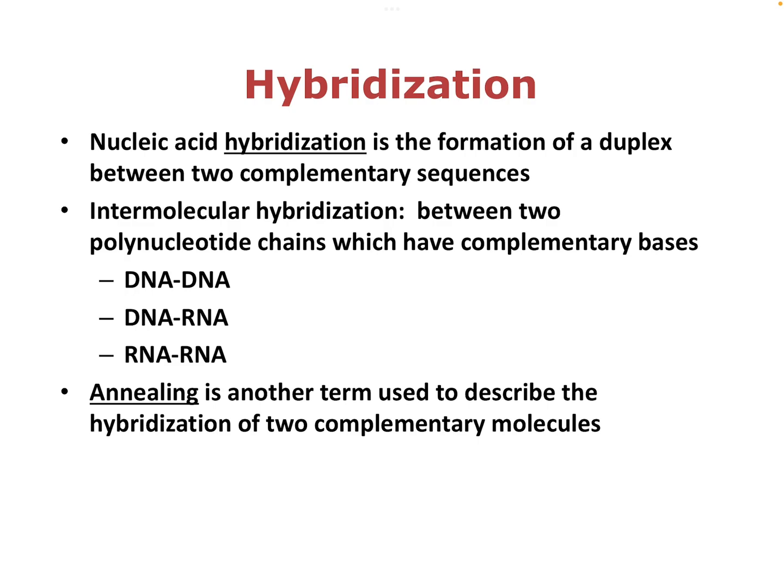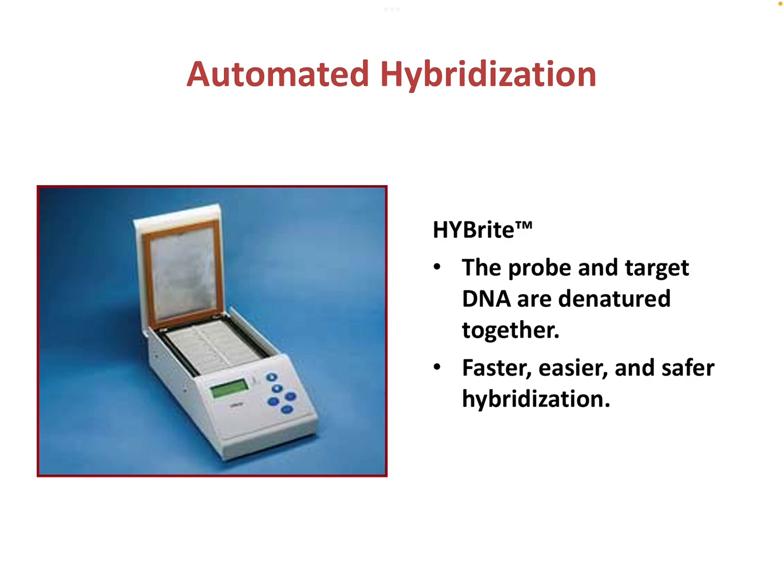Annealing is another term used to describe the hybridization of two complementary molecules. So, this one is an example of an automated hybridization. So, this is a hybrid. So, the probe and target DNA are denatured altogether na. So, this can give us a faster, easier, and safer hybridization technique.